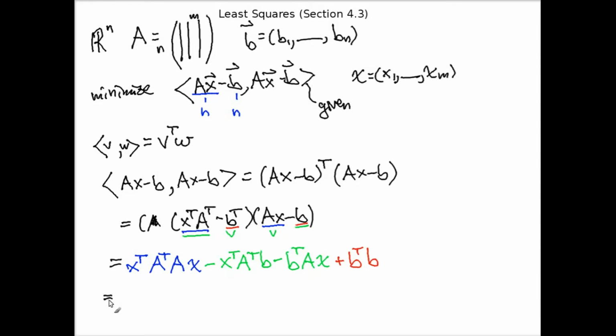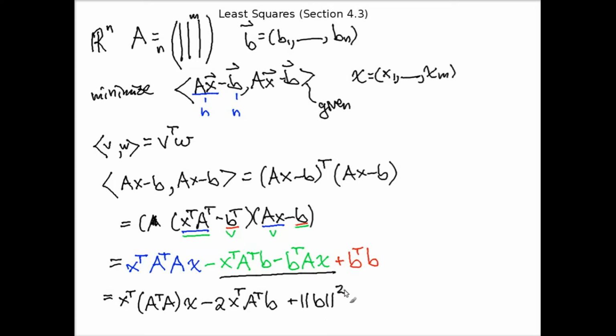In case the colors are giving you headaches, I'll just switch back to black and write this as X transpose A transpose A times X. Now, let's look at these terms here. We've seen this kind of thing before. These two things are actually equal. They're both scalars, and they're the same. And so I can just write that as minus 2 X transpose A transpose B. And then the last term is B transpose B, which you might think of as norm of B squared.